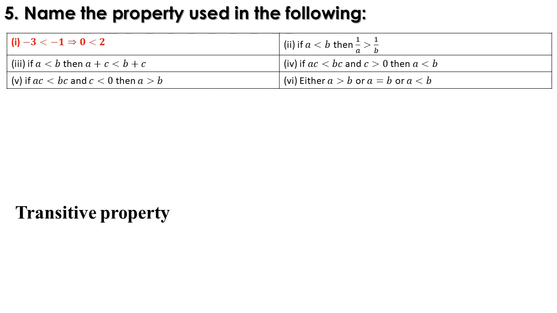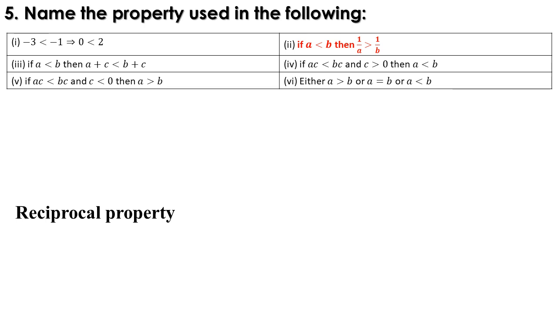This is an example of the transitive property. Imagine you're comparing three numbers, -3, -1, and 2. If -3 is smaller than -1, and -1 is smaller than 2, then we can say that -3 is smaller than 2. It's like following a path from one thing to the next, and you can jump to the final conclusion.